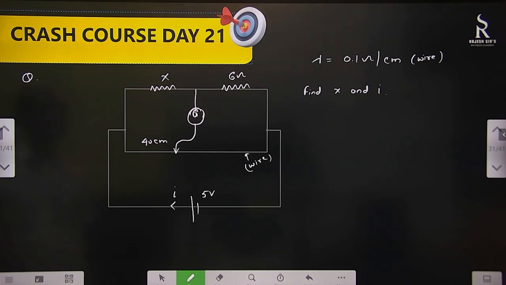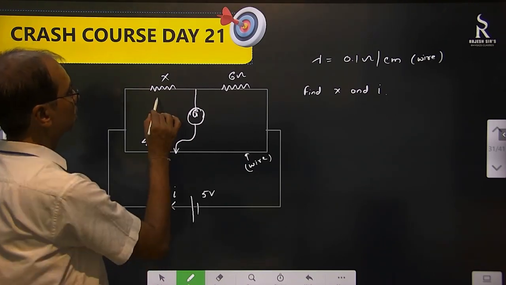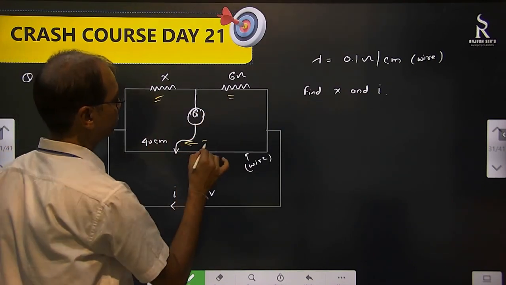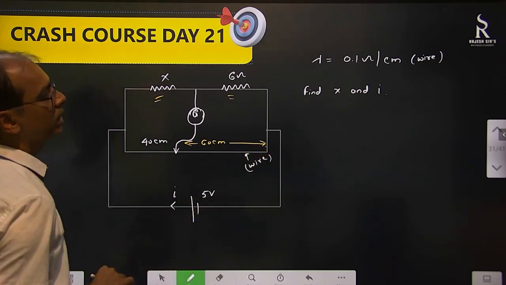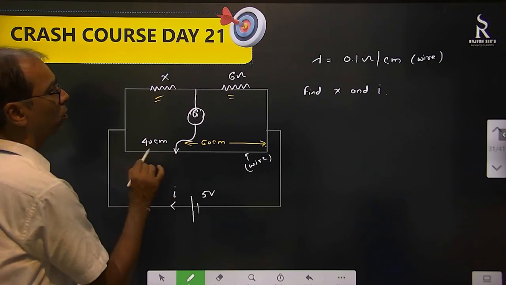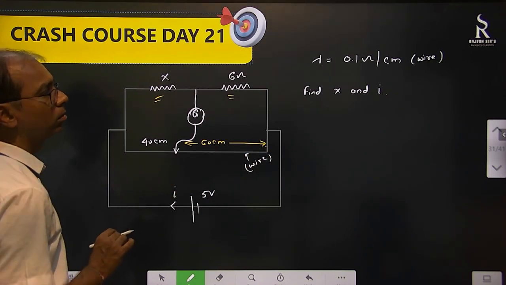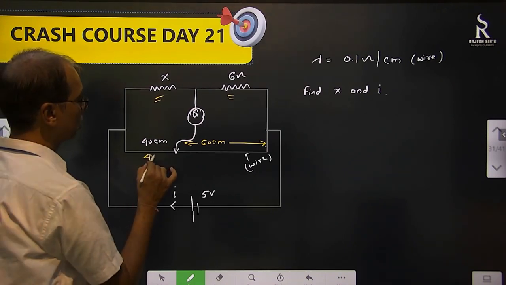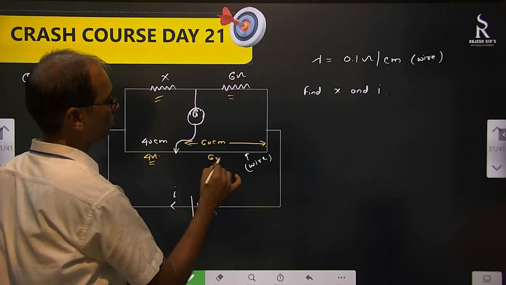See this one. 5-volt battery. This is X. This is 6 ohm. Balancing length is 40, so this is 60. Lambda is 0.1 ohm per centimeter. Find X and I. This is 40, so 0.1 into 40 means this is 4 ohm. Then this obviously is 6 ohm.